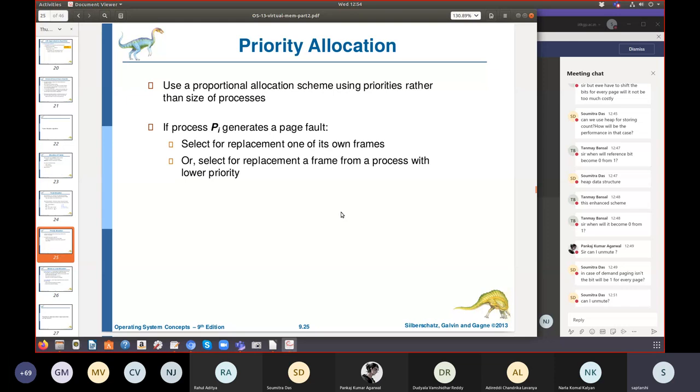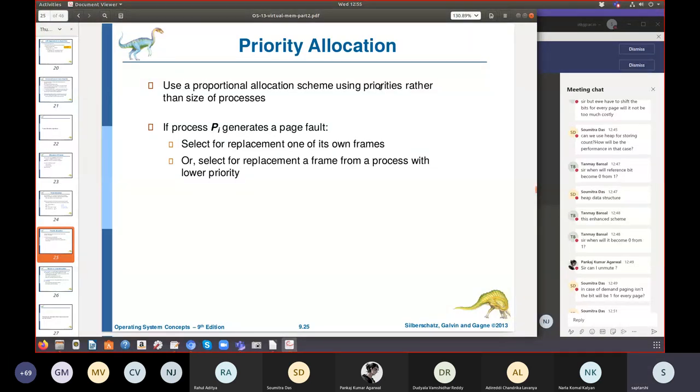So this is fixed allocation, and priority allocation, again, we assume that every process has an associated priority. So instead of size of processes, now you are considering explicit priorities. Now, of course, you might say that size was also a kind of priority, like larger processes we give more memory. But here you are considering, instead of size, some other kind of priority.